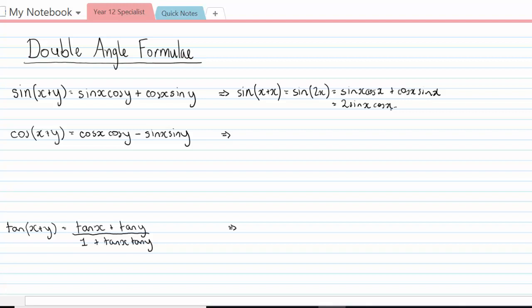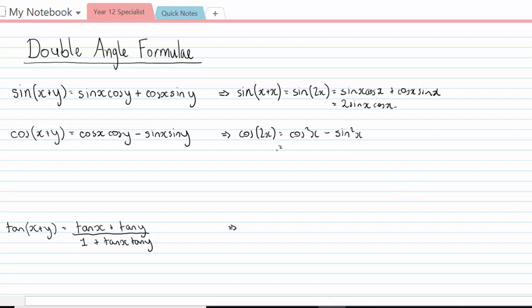Now it'll be the same thing for these other ones. The cos double angle formula does have a couple of different forms. If we do cos of 2x, we're just substituting in that x for y again, and so that gives us cos x times cos x, which is cos squared x, minus sine x times sine x, which would be sine squared x. So cos squared x minus sine squared x. Now that's one form of it.